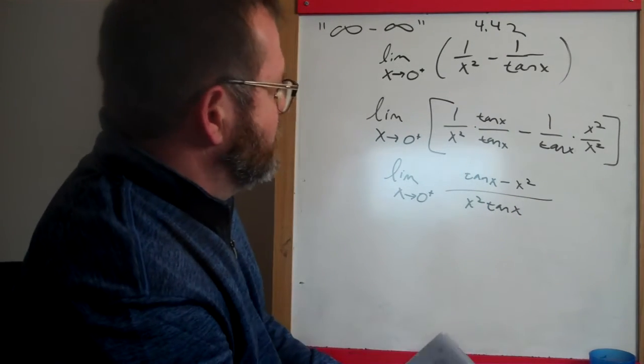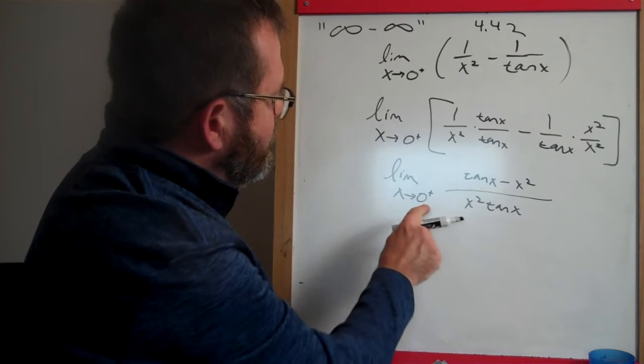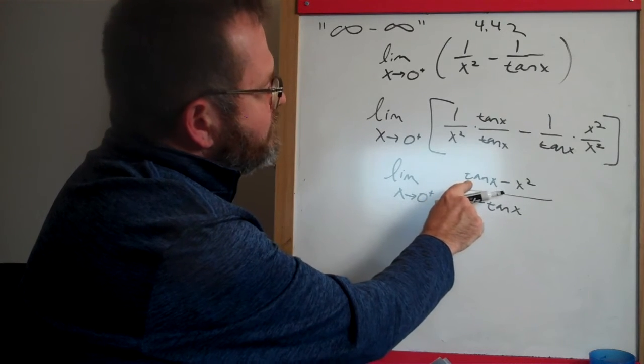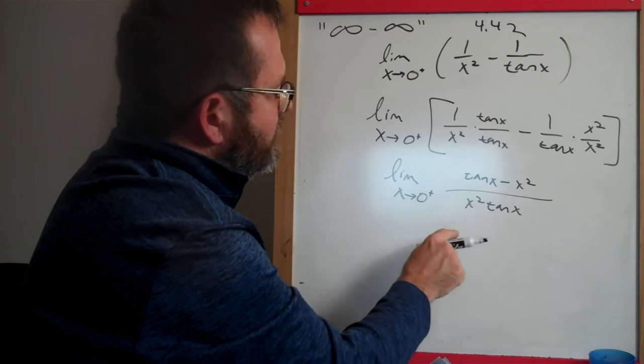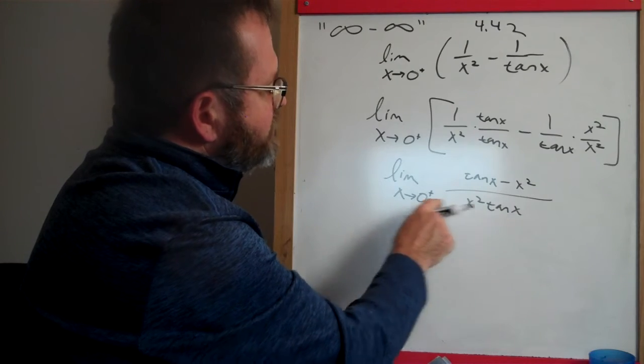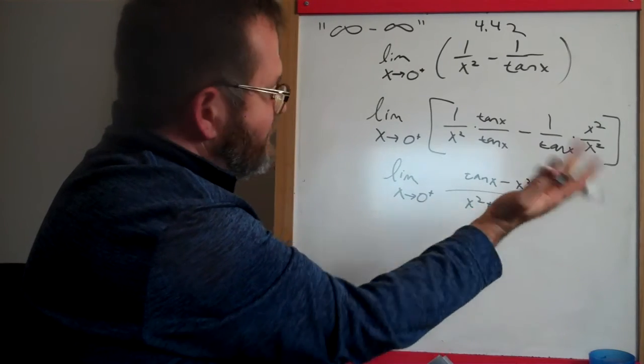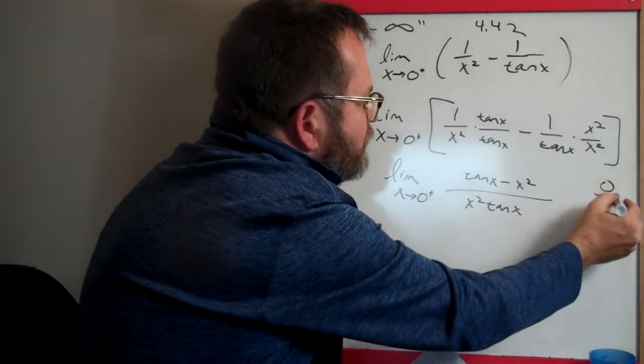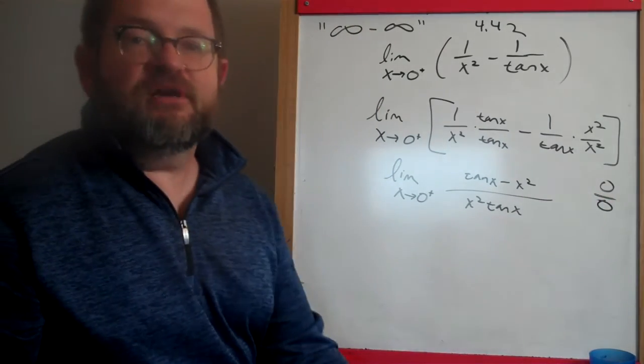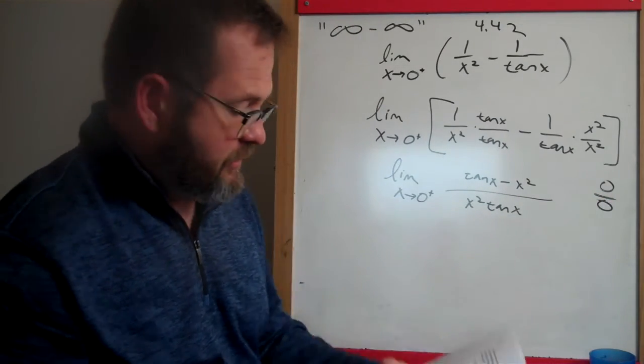Now, is that a L'Hopital's rule thing? Let's see here. Tangent of x is 0 minus 0. Okay, the numerator is 0. Denominator, x squared, put the 0 in for x. Well, it's 0 times something, who cares? This is another 0 over 0 problem. Now L'Hopital's rule comes to the rescue.